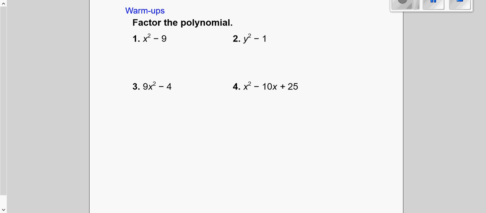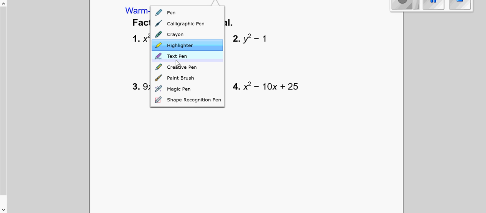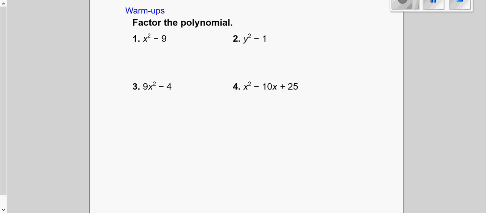Some review problems. Factor. Factor the polynomial x squared minus 9. This is the difference of two perfect squares. It factors into a sum and difference pattern, x plus something times x minus something. What are the two numbers that multiply to be -9 and add to be 0? 3 and -3.